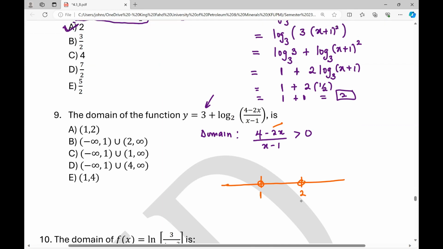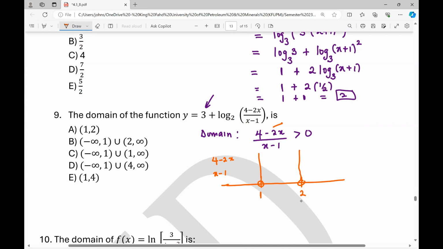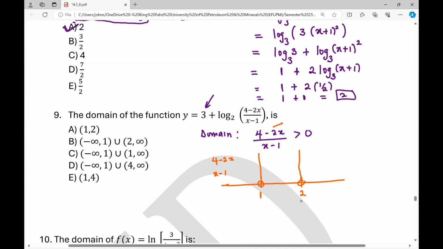So here we have 4 minus 2, x coming from here. This is x minus 1. If you take any number between minus infinity and 1, for example, you take 0, this will turn out to be positive. This will turn out to be minus. So eventually it's going to be a minus.